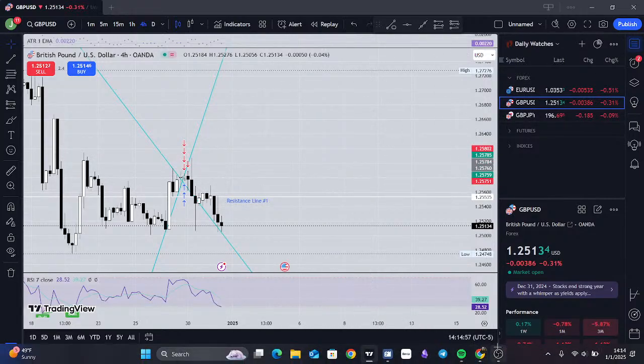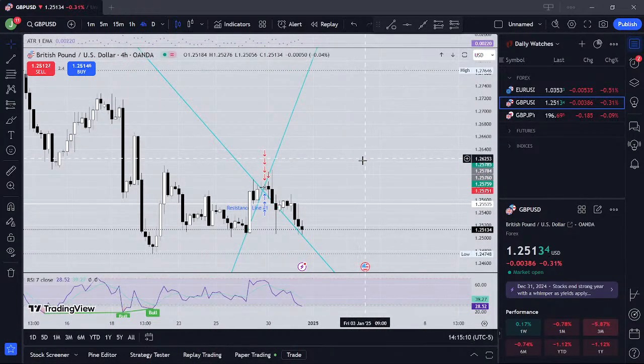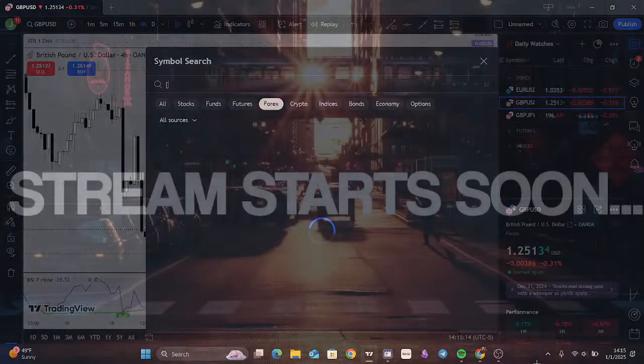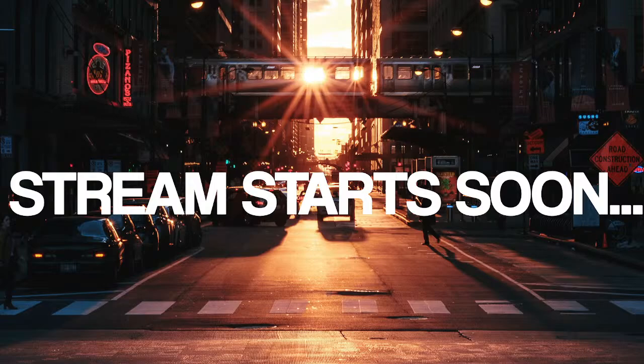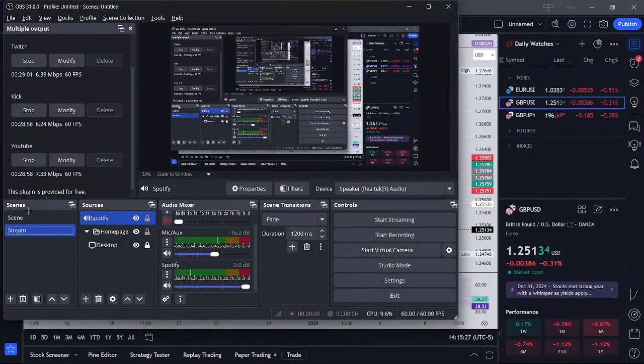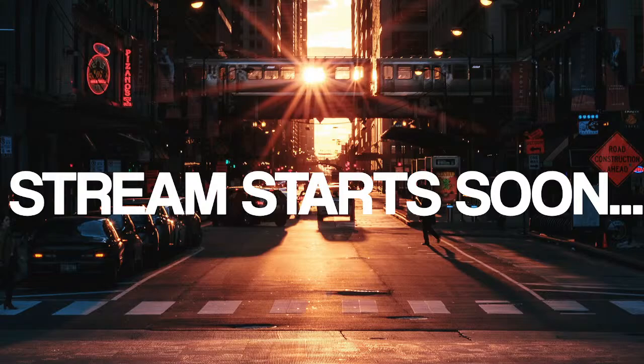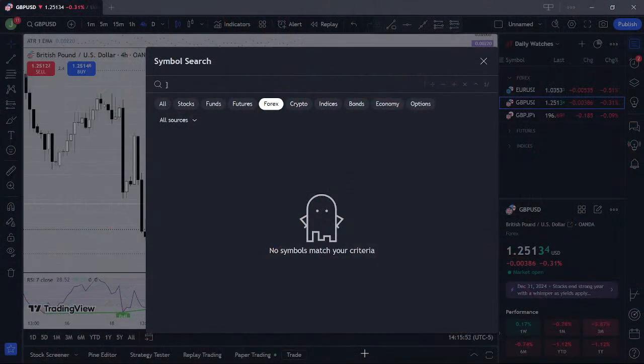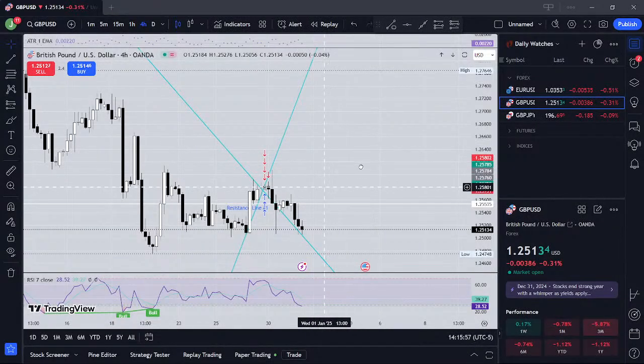So we're here with the pound dollar. This is the pound dollar. I had some work on it.